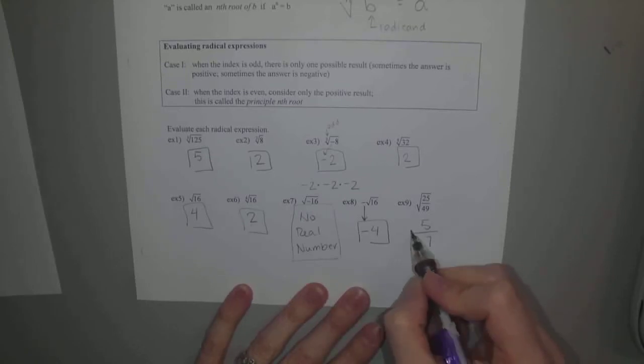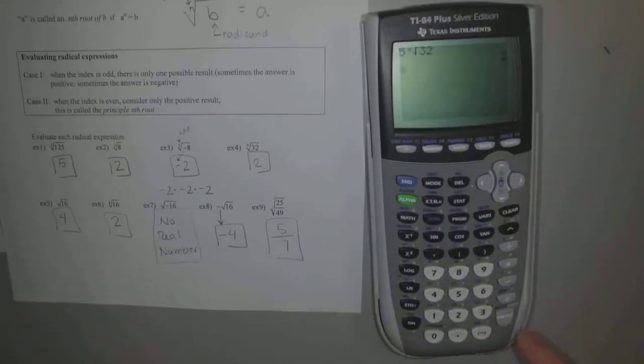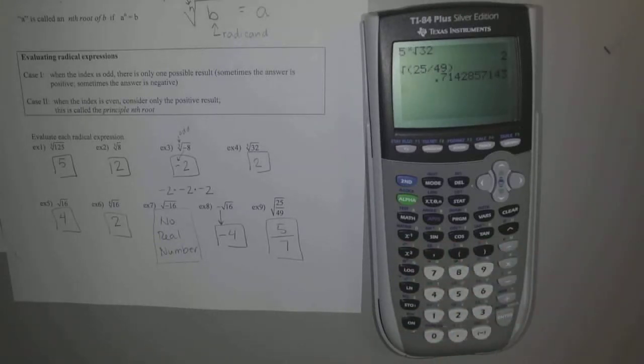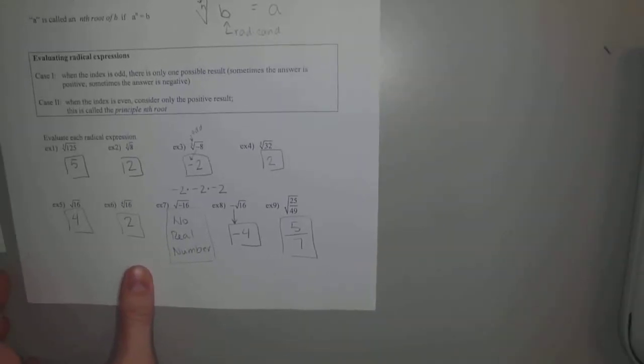It's 5/7. How do you do that in your calculator? You can just type it actually kind of like that. You can do square root of 25 divided by 49. It's going to give us a crazy decimal. But my favorite button, Math Frac, changes it to that fraction that we like. Are there any questions on the front page?